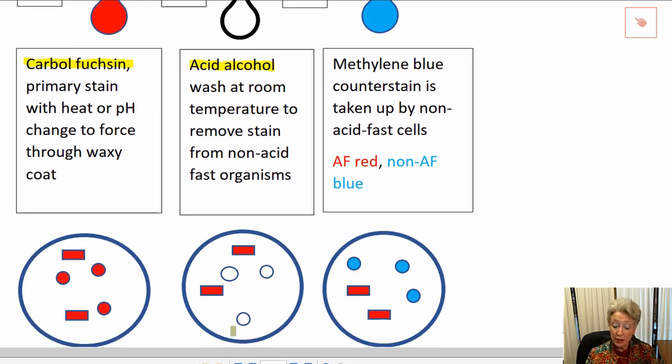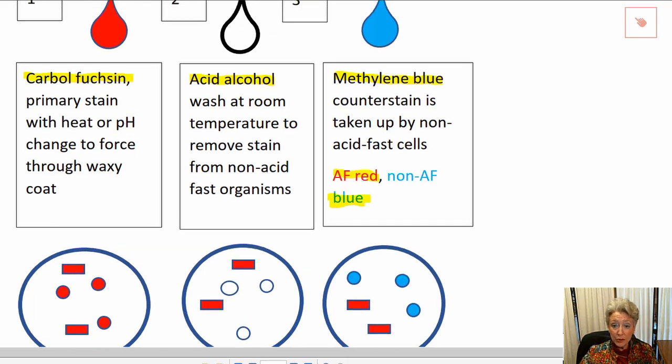So notice I will end up with my non-acid-fast organisms being colorless at this step, my acid-fast organisms still being bright red. So when I add a counterstain, methylene blue, that color is taken up by my non-acid-fast cells, which will become blue. My acid-fast cells simply remain red.